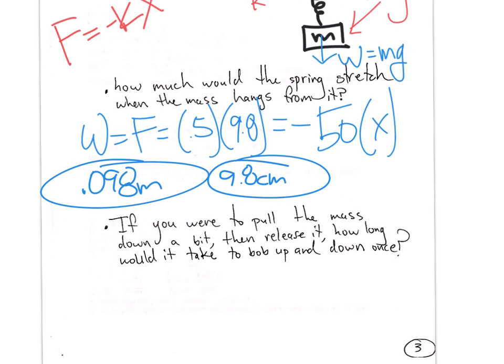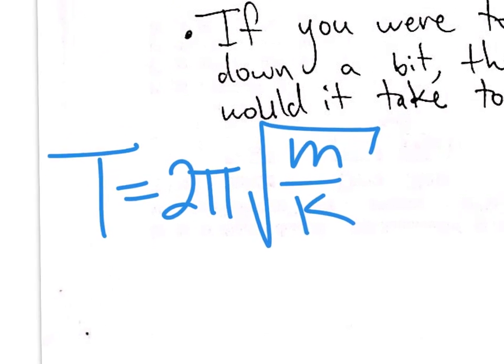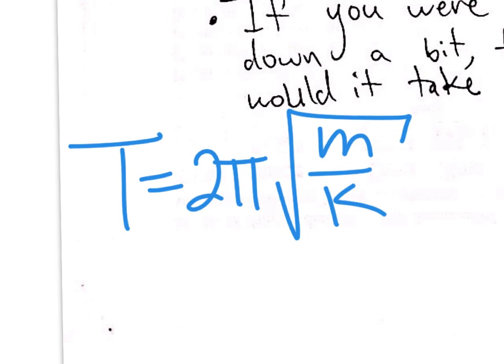Part 3. If you were to pull the mass down a bit, then release it, how long would it take to bob up and down once? Okay, it's obvious to me now that I didn't give you this formula in the previous video. T equals 2 pi square root of m over k. This will tell us the period of oscillation of a mass on a spring.